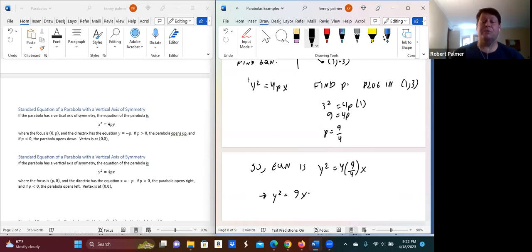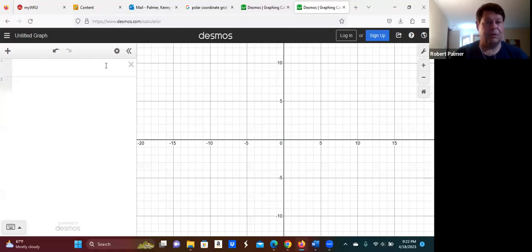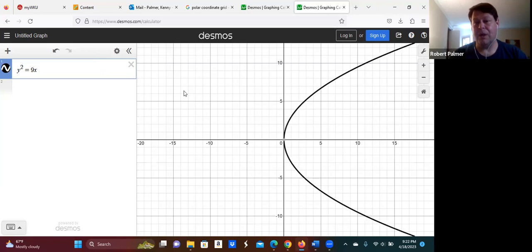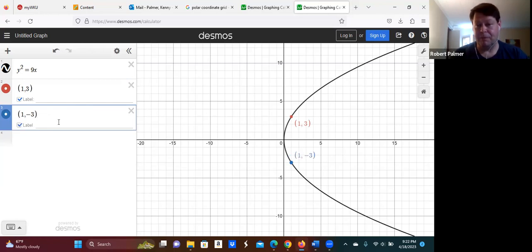Now we can also check that. Let's go back to Desmos and get rid of these. So y squared is equal to 9x. Now let's make sure those 2 points are on there. We said the point 1, 3 should be on it. It is. And the point 1, -3 should be on it, and it is there as well. So we got that right.